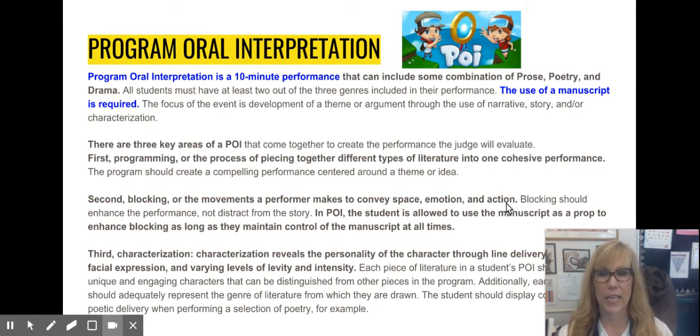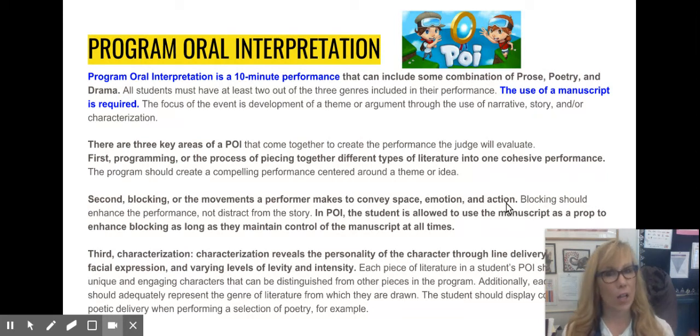Program oral interpretation, which we also call POI. Program oral interp is a 10-minute performance that can include a combination of prose and poetry and drama. They have to have at least two out of the three genres that I just said, though. So prose, poetry, or drama. They actually have to have a manuscript in their hand. That's part of the rules. So that would be one of the only speaking events where they bring a manuscript up and they must have it in their hand.